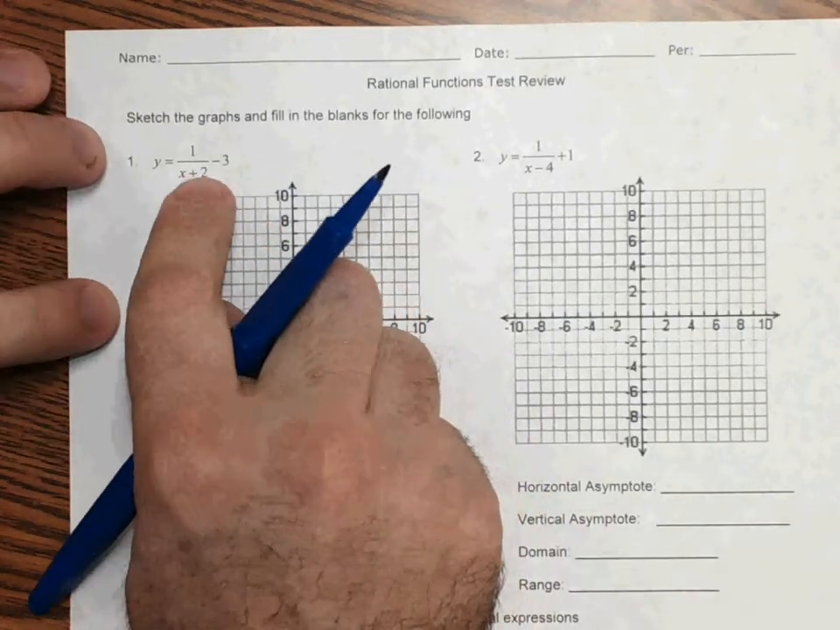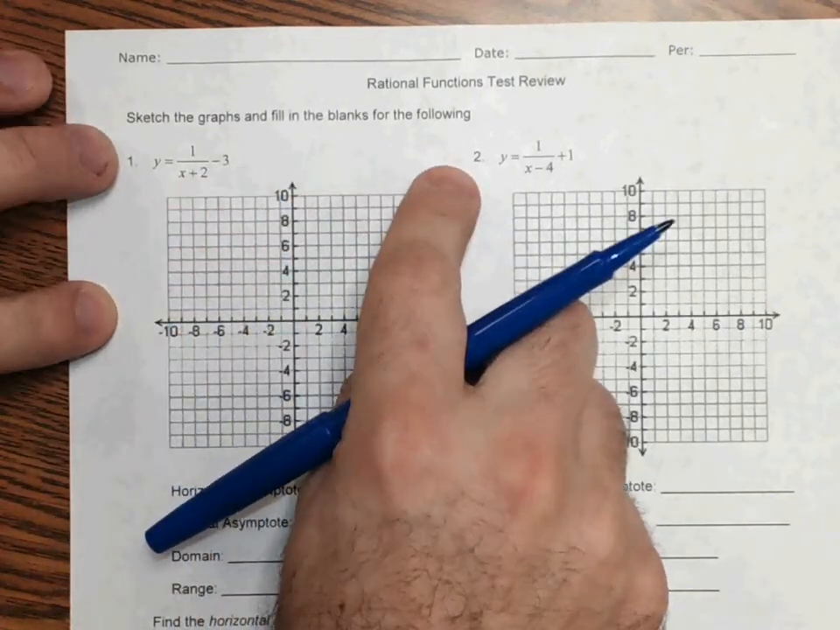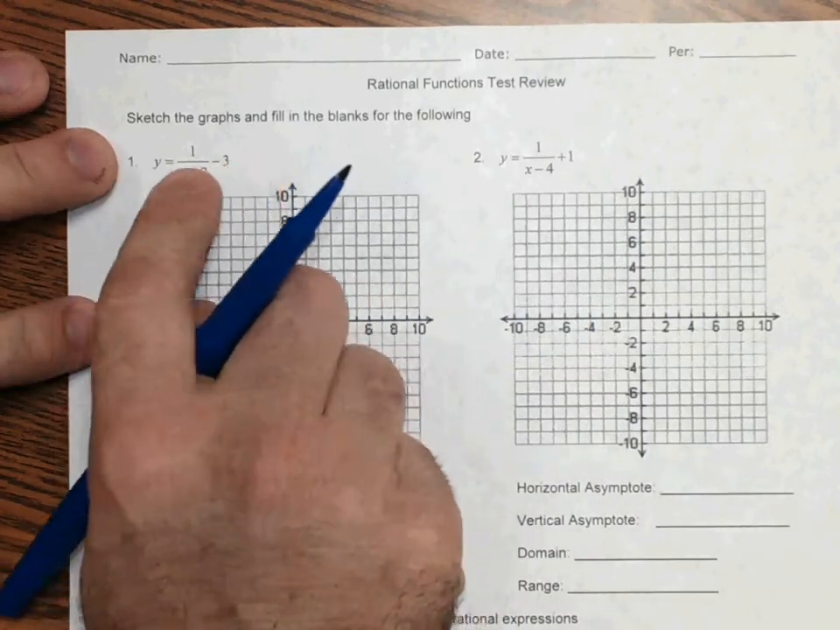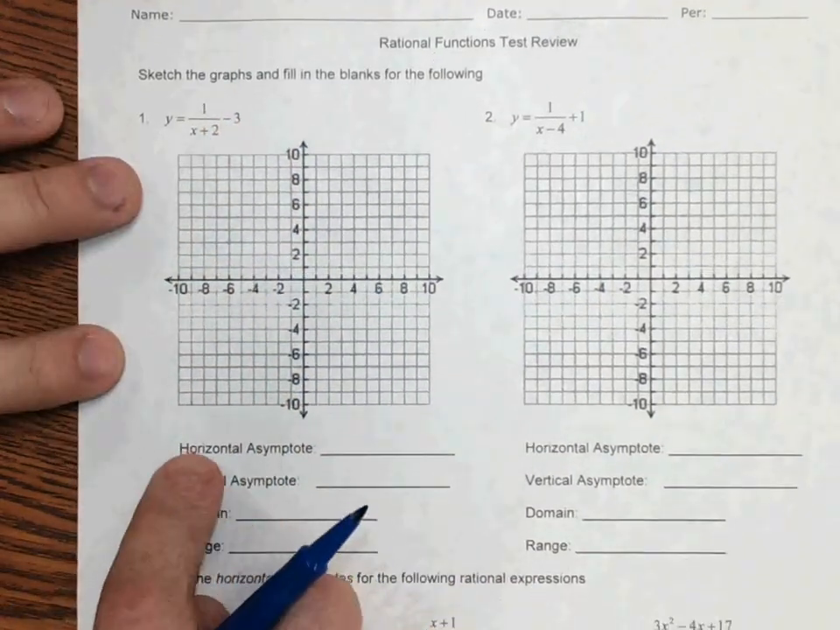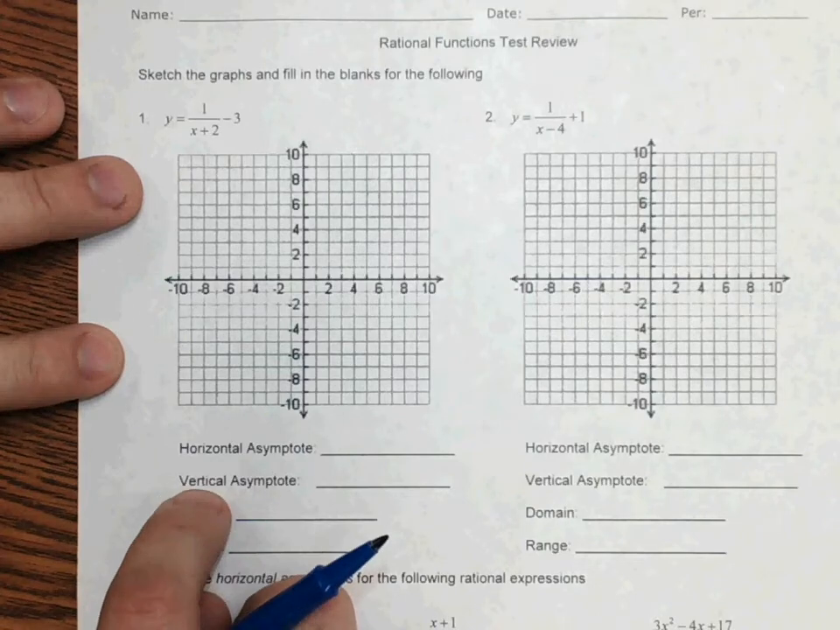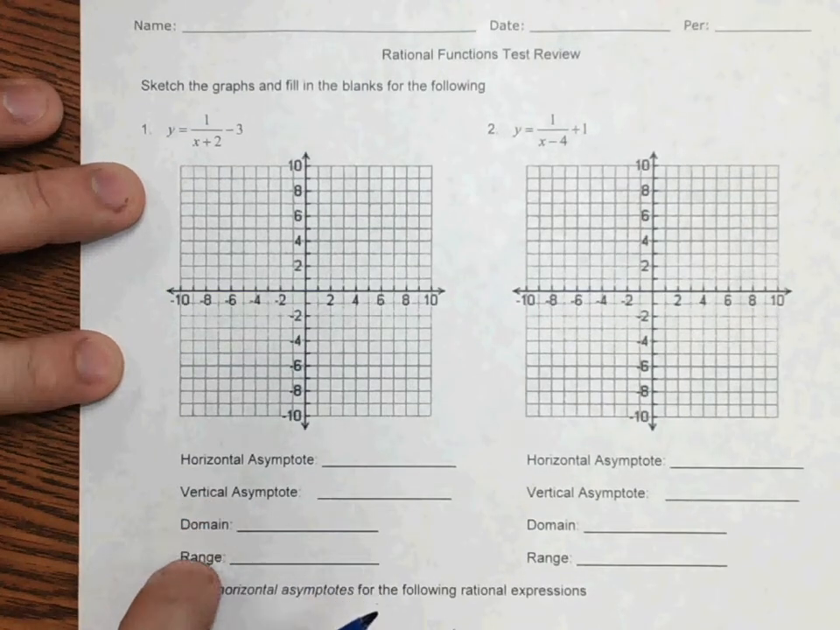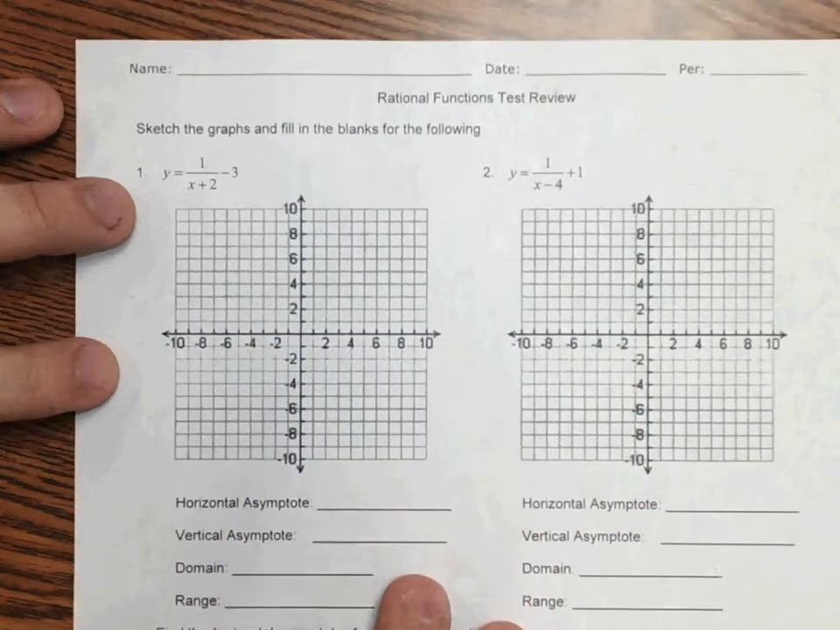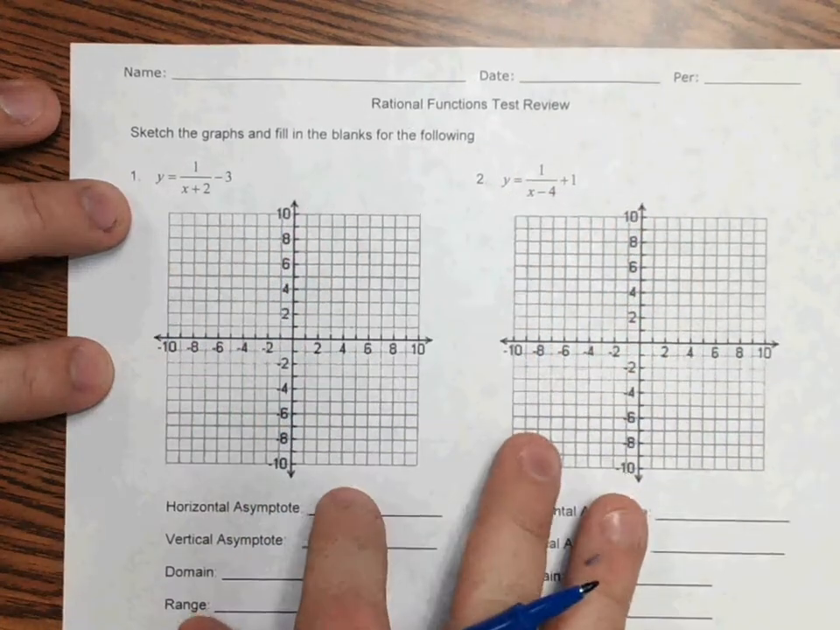But the first part is going to be sketching the graphs, filling in the blanks for the following. So we've got an equation, a rational function, and then we've got 4 blanks to fill in: horizontal asymptote, vertical asymptote, domain, and range. Now you have notes on this from last week, but I'm going to try and help you as much as I can here.